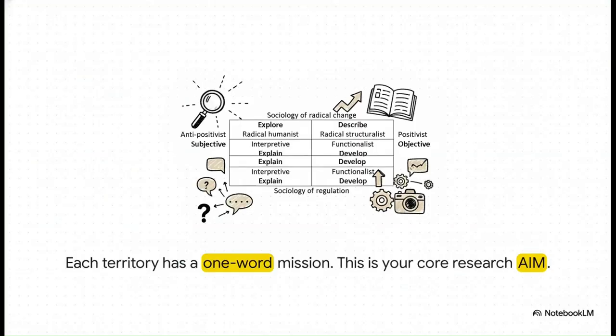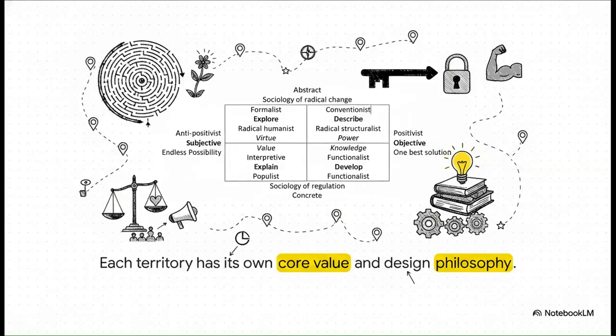Each of these 4 territories has a simple, one-word mission. Your main aim as a researcher is either to explore, to explain, to develop, or to describe. Choosing your word is probably the single most important decision you're going to make. Each territory also has a core value, like whether you're seeking virtue or seeking power, and a core philosophy. Notice how the left side, the subjective side, is all about exploring endless possibilities. Meanwhile, the right side, the objective side, is all about finding that one best solution. Knowing which side of that line you're on helps place you on the map.